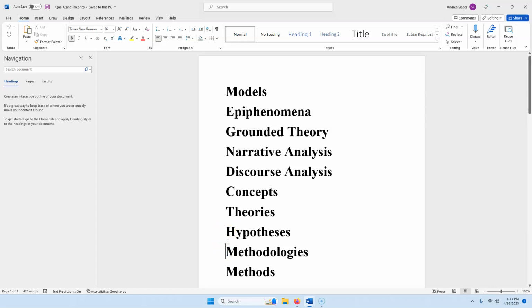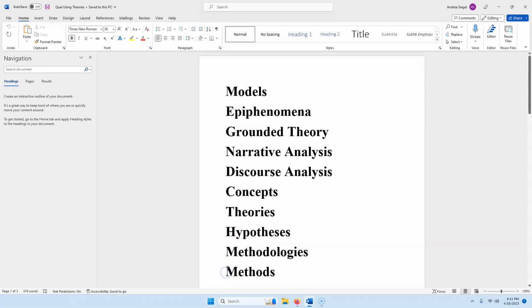Methodologies define how we will go about studying any phenomena. They can be defined broadly, like a quantitative methodology or qualitative methodology, or they can be defined narrowly, grounded theory or narrative analysis, for example. It's not that they're true or false, it's just whether a methodology is useful or it's not useful.